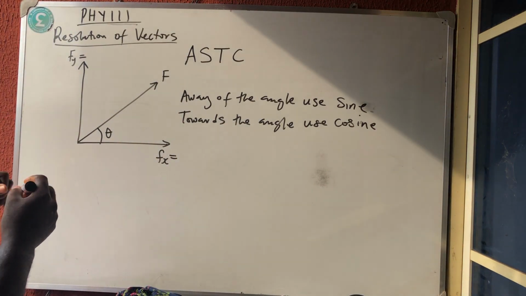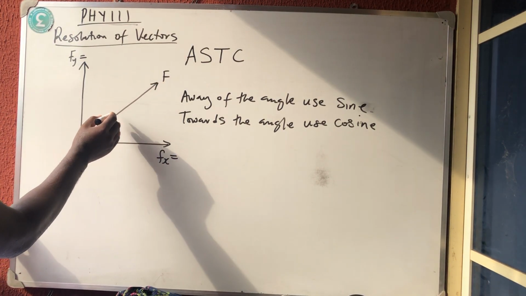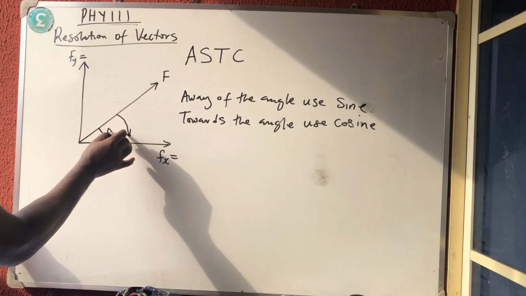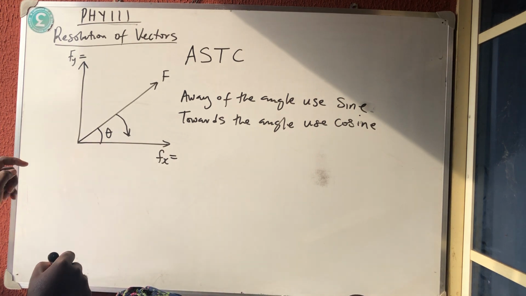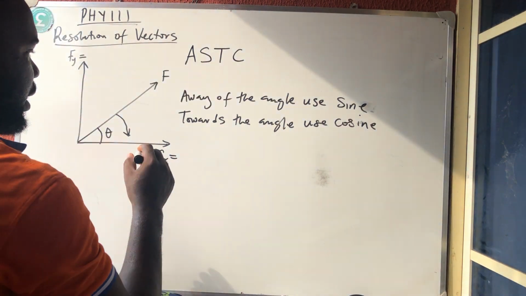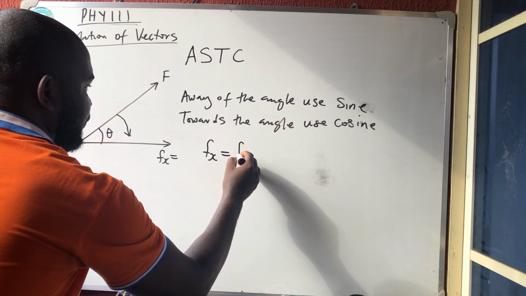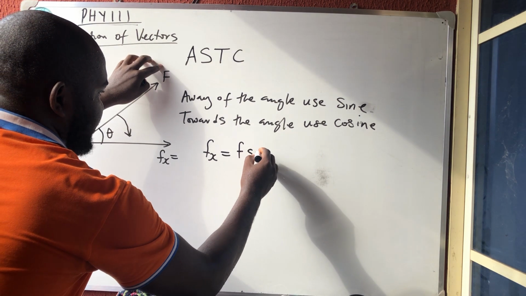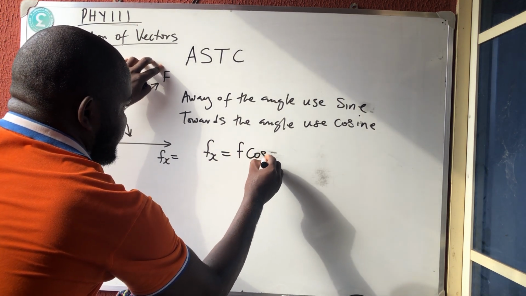Okay, please note it. Now if I am resolving this F to this x-axis, I am going this way. Am I going towards this angle, or am I going away from the angle? You see, I am going towards the angle, and towards the angle I should use cos. That is why you have that F of x is equal to the force F, sorry, cos, not sine. Cos theta.